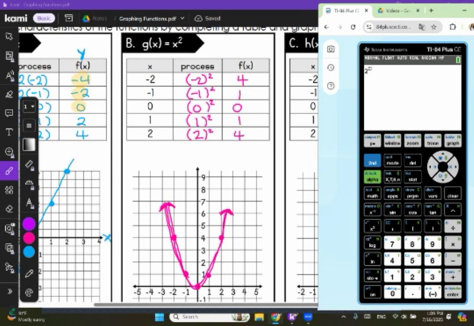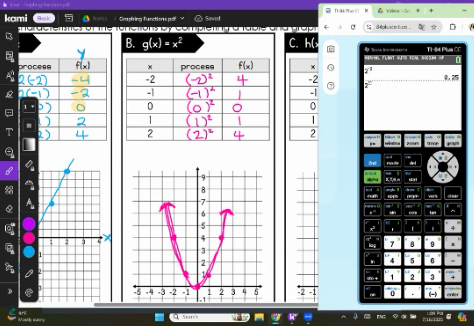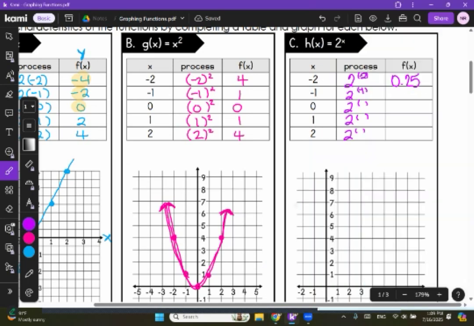So I'm going to click that. It gives me a little box. That's where I'm going to put my -2. And it gives me what? 0.25. Okay. The next one I'm going to type in is a -1. 2 to the power of -1, 0.5. And then 2 to the power of 0.